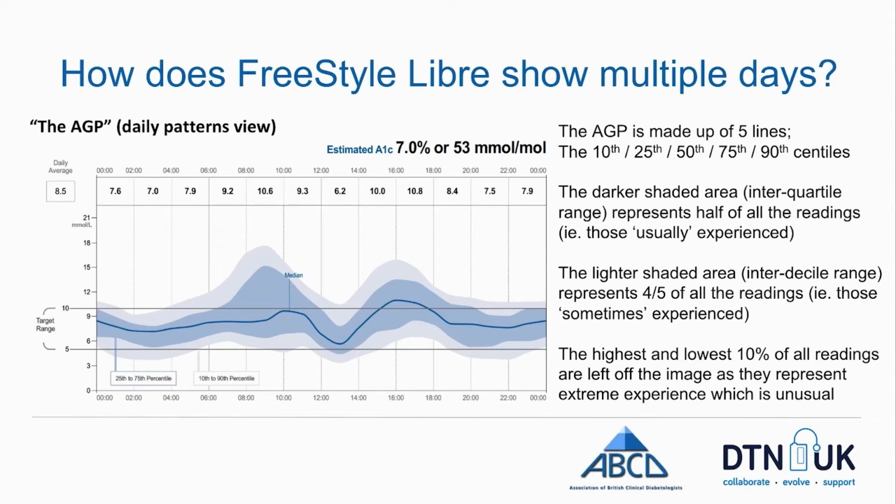The highest and the lowest 10% of an individual's glucose experience are omitted from this picture, which is a quite deliberate act, because what we're trying to use this for is to look at bigger patterns rather than individual days. And so what we take from that is that the highest and lowest 10% mark, if you like, extremes of an individual's experience, and therefore things that are relatively unlikely to be repeated.